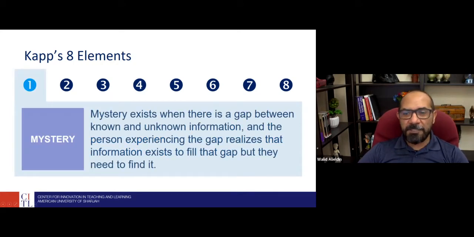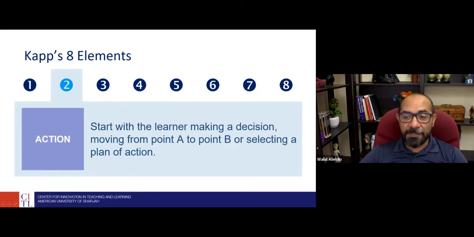The first one is we need to design mystery in the game. Okay, so you need to add some mystery in it. Hide some information, give students missions to find the information. You need to put action in it. Okay, you can start right away by making a learner take a decision that will take them from one point to another point until every aspect of the learning unit has been covered.